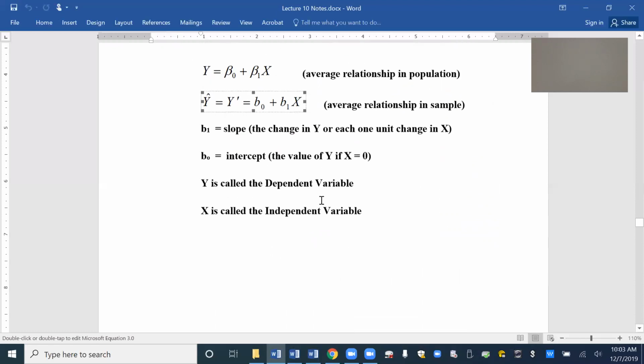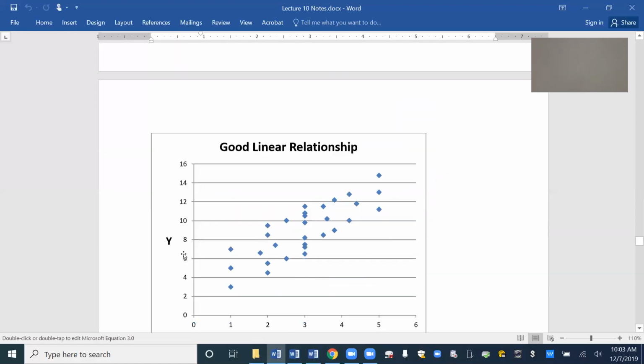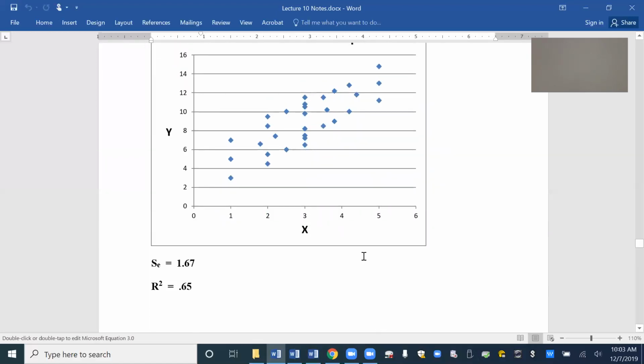All right, so if I get a plot like that, that's a perfect linear relationship. We dream about that. R squared would be 1. Your standard error of the estimate would be 0. All points dead nuts on the line, no distance off the line. What we had was a good linear relationship. That's a good linear relation. Good straight line fit.